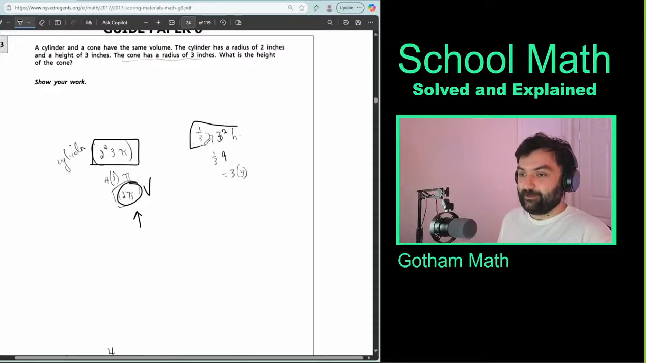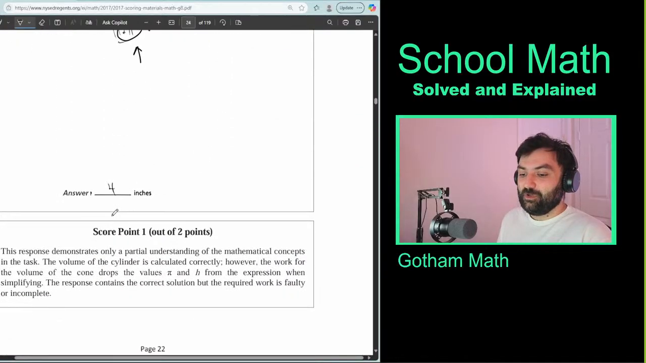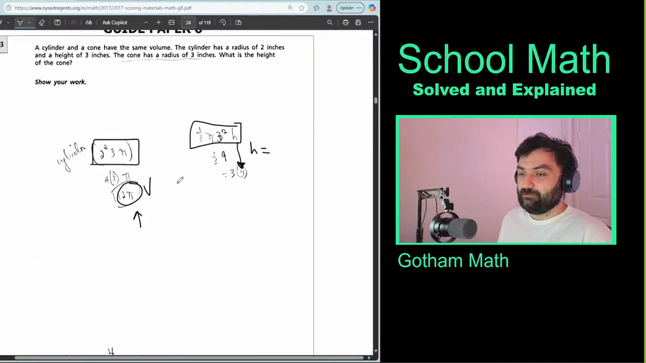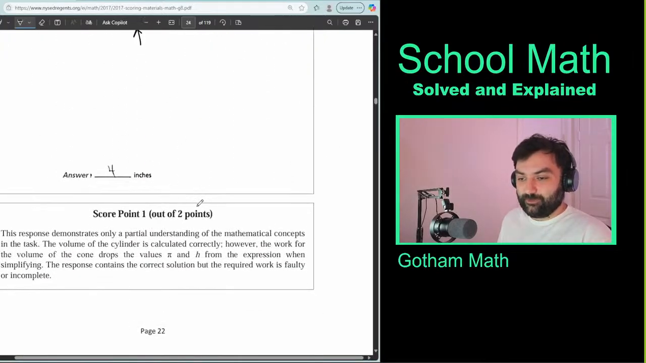This is kind of correct also. The solution, maybe there is no h equals, but it doesn't really matter if it's correct in the end. Actually, I think that deserves close to a 2. So what's the reason why the volume of the cylinder is correct?